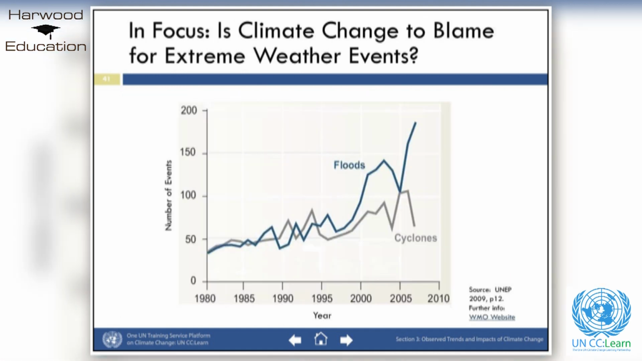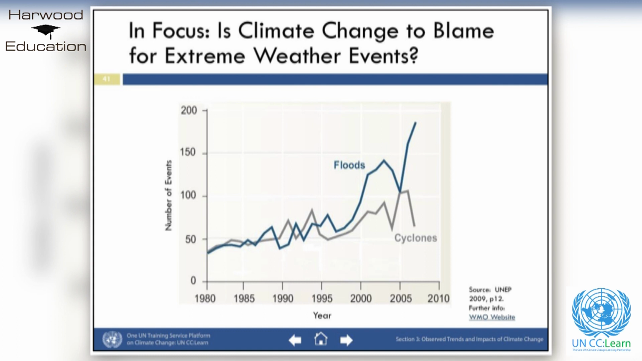In focus: is climate change to blame for extreme weather events? Whenever an episode of extreme weather, heat wave, flood, drought, etc. hits the headlines, many people tend to blame human-induced climate change. But what scientific evidence exists to explain individual extreme events, like a cyclone, with global warming?